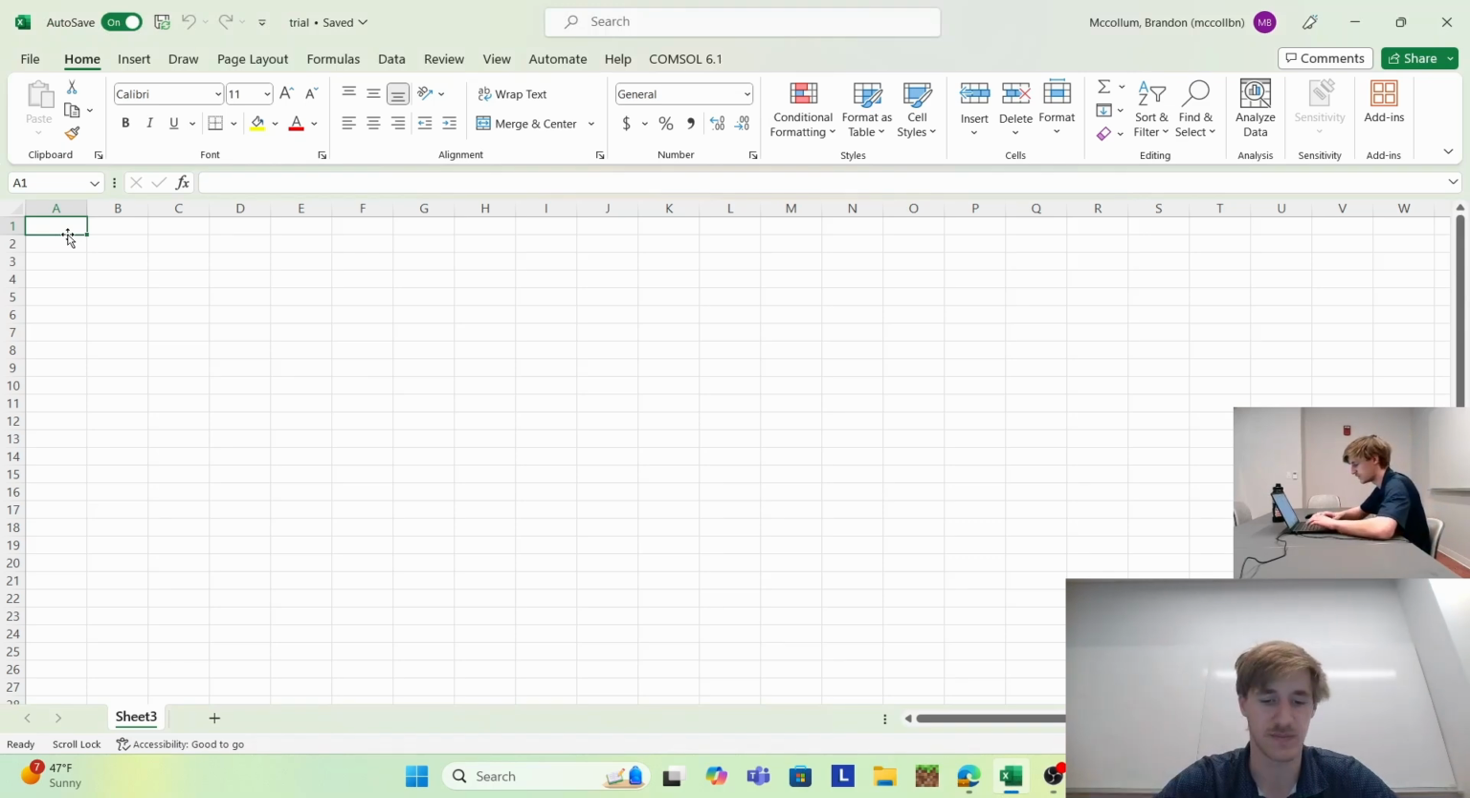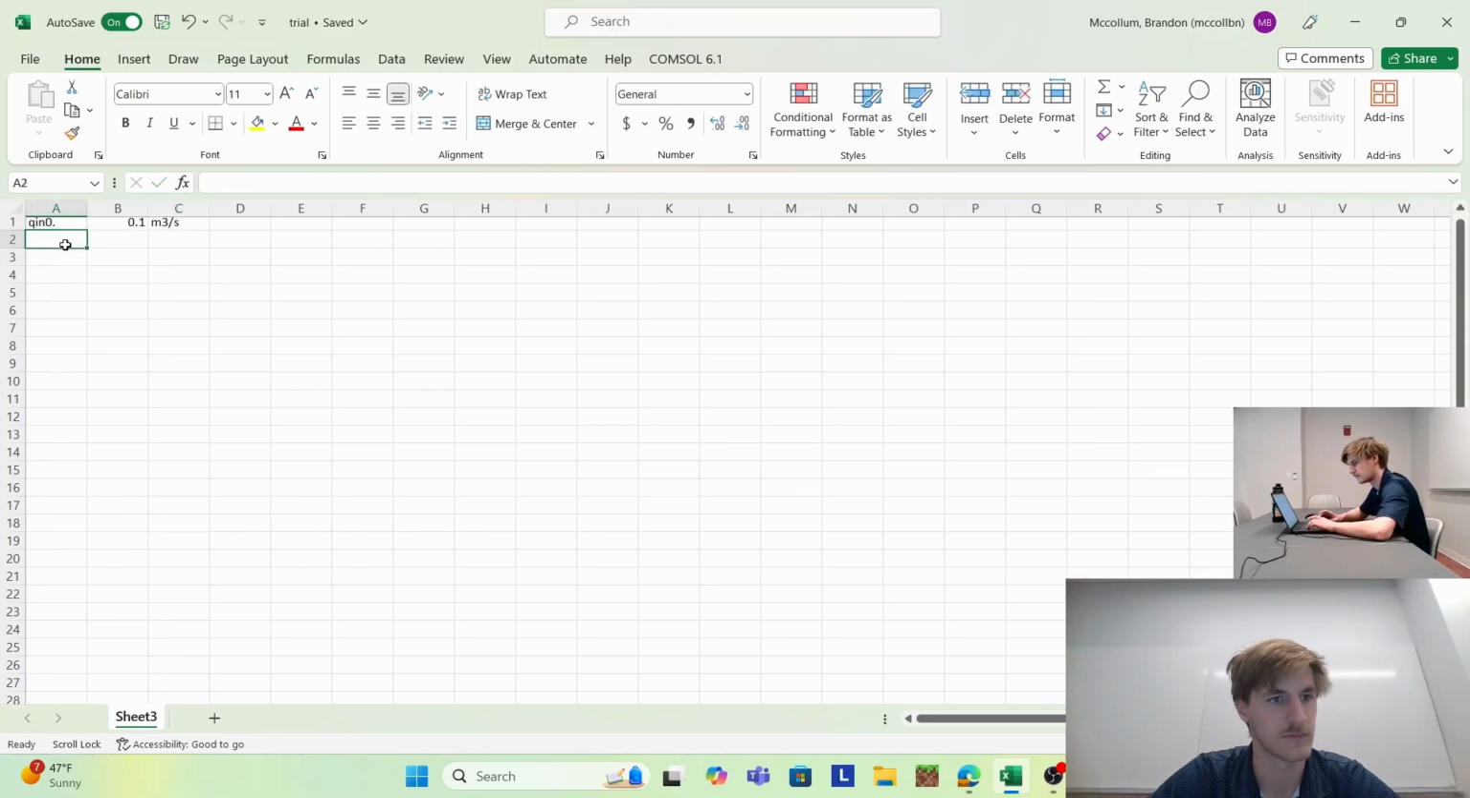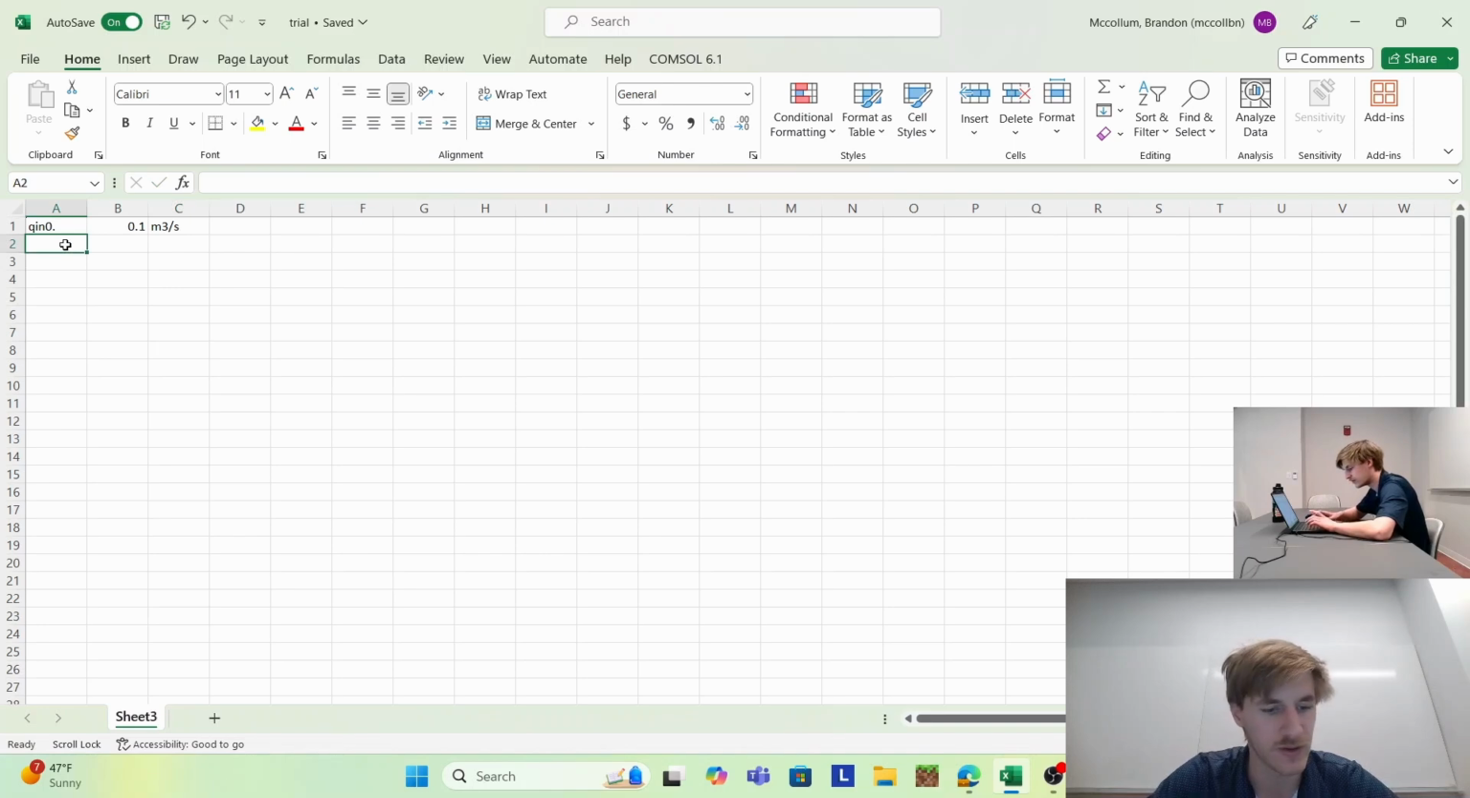I'm going to get started by inputting my variables. So our initial flow going in is 0.1 meters cubed per second. I don't know why my arrow keys aren't working today, so I'll have to click each box. It's a little bit slower, but that'll be all right.